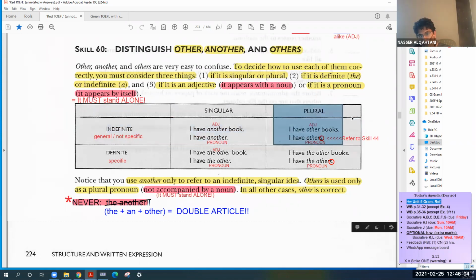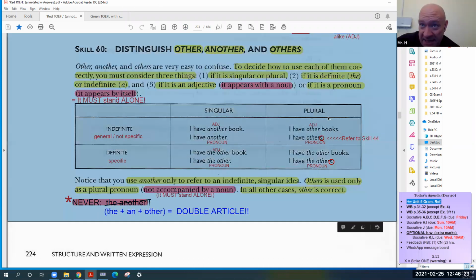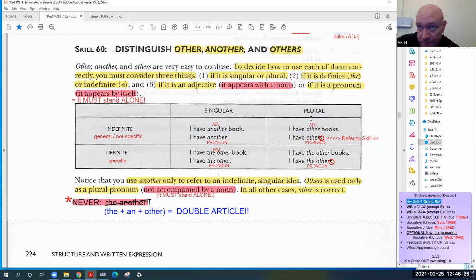Now, take a look at this. Look at the shape. Look at the spelling. Do you see a difference in the spelling? Guys, can you see a difference in the spelling? Yes, there is an S. Can I add an S if it's an adjective? No, you can't.